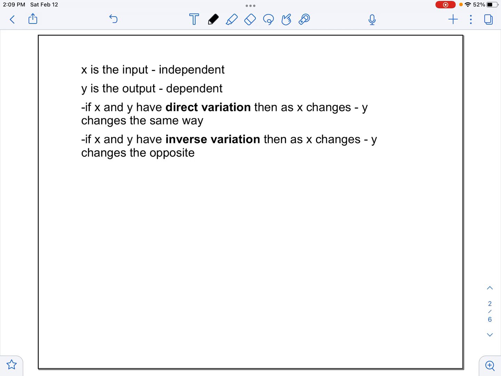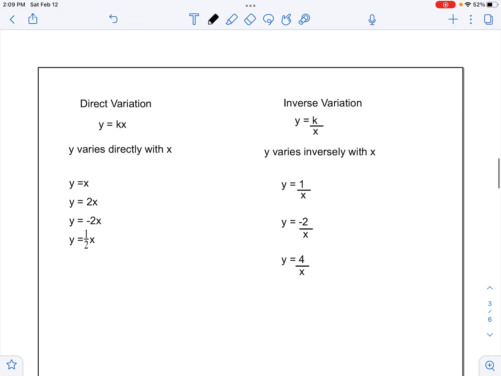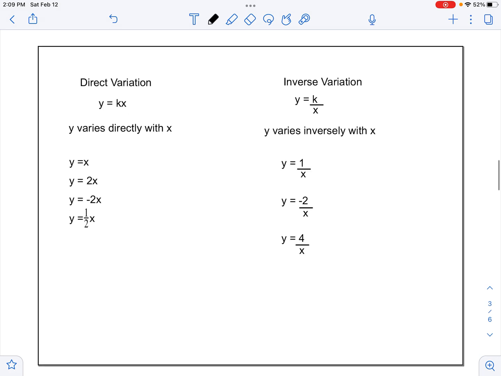If x and y have direct variation, then as x changes, y changes the exact same way. And if x and y have inverse variation, then as x changes, y changes the opposite. Because remember, in math, if you have inverse, that's another fancy word for opposite. So like the inverse of multiplication is division, that kind of thing. So let's just look at some examples of that.